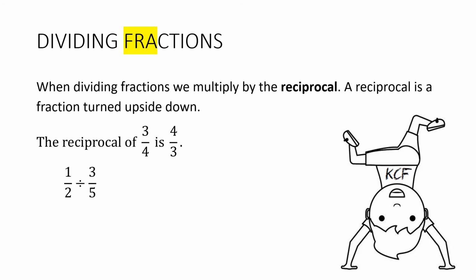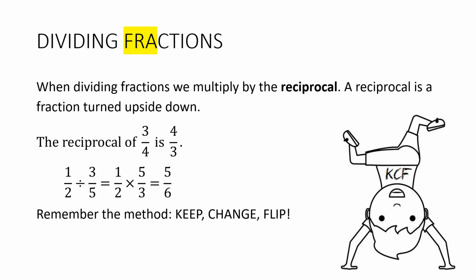Here's a question, a half divided by 3/5. So we want to multiply by the reciprocal. So this is what we do. We keep the first fraction, we change the sign, and we flip the last one. And that's what you've got to remember. That's what I've written here. Keep, change, flip. Now we're back to a multiplication. Multiply across the top, multiply across the bottom, and we get 5/6. So here's the method. Keep, change, flip.